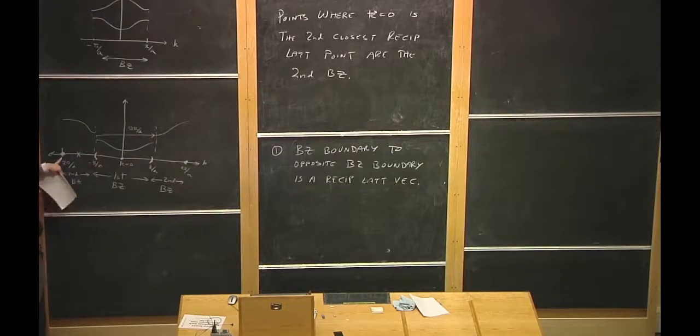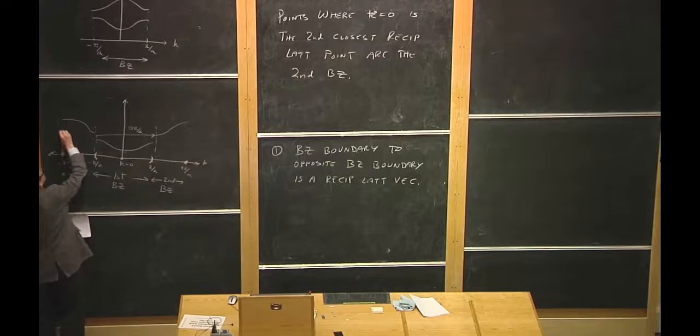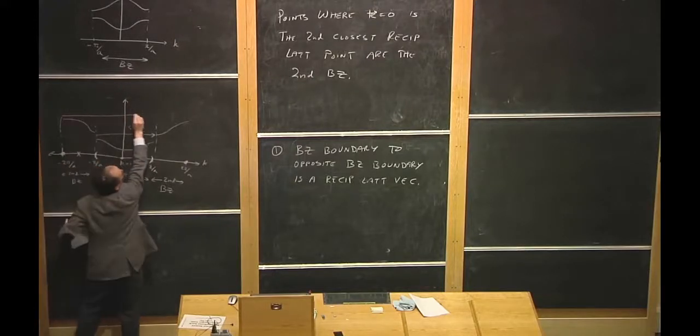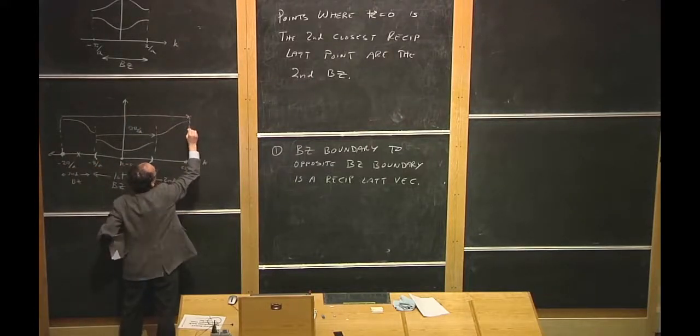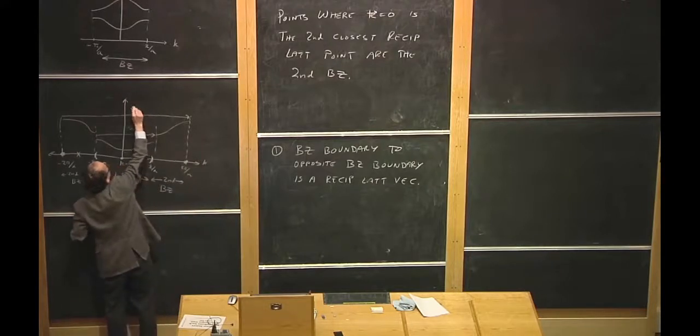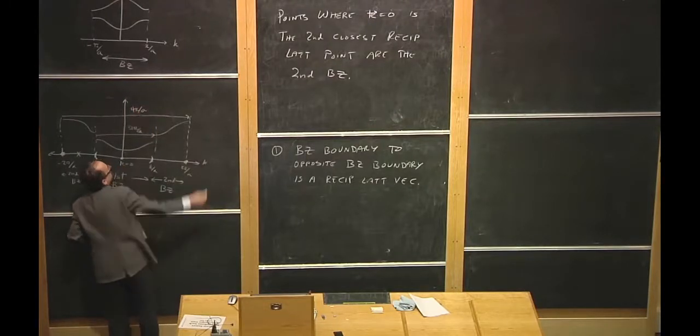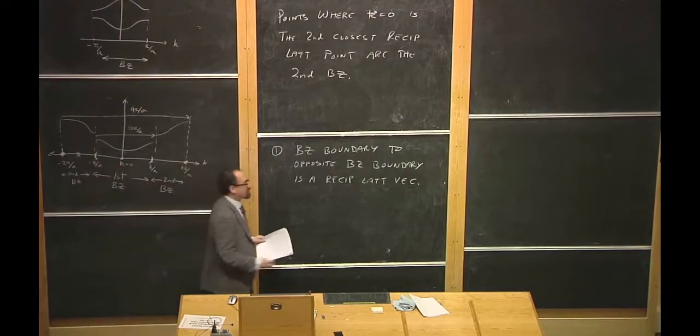Similarly, here's a boundary between the second Brillouin zone, and out here actually would be the third Brillouin zone. And so it's a Brillouin zone boundary. The distance from it to the opposite Brillouin zone boundary over here at plus 2 pi over a is 4 pi over a, and that is also a reciprocal lattice vector. That is generally a true statement.